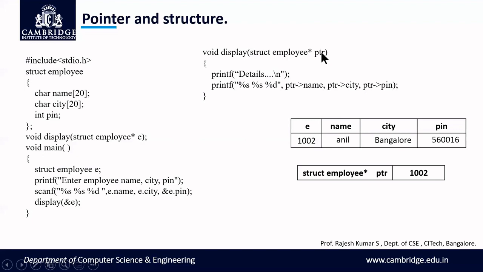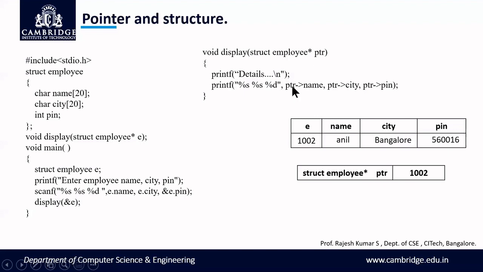Now, with the help of this pointer, if I want to access Anil, Bangalore, and this pin code, how do I access this? That can be accessed something like this, where I'll just print details, and I have to print the name, city, and pin code. So I've used format specifiers %s and %d. When I'm using a pointer to access the member of the structure, I'll be using the arrow operator. Instead of a dot operator, we are using an arrow operator.